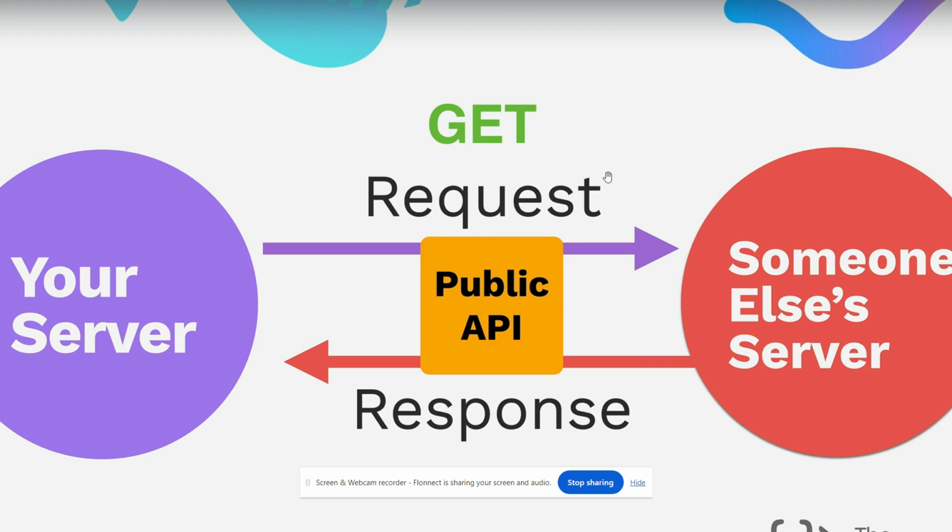So let's see how we can do this using native Node and Axios. This is what essentially we are trying to do. We're trying to get our server to make a request to somebody else's server, and they in return will send us a response with the data or resources that we needed, and we can do that to the public API.